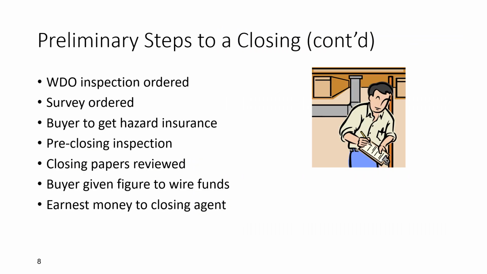And continued, you're going to order the WDO inspection, the survey, buyer needs to get hazard insurance, do the pre-closing inspection, that's the final walkthrough, closing papers are reviewed, the buyer is given the final figure to wire funds, and earnest money is sent to the closing agent.